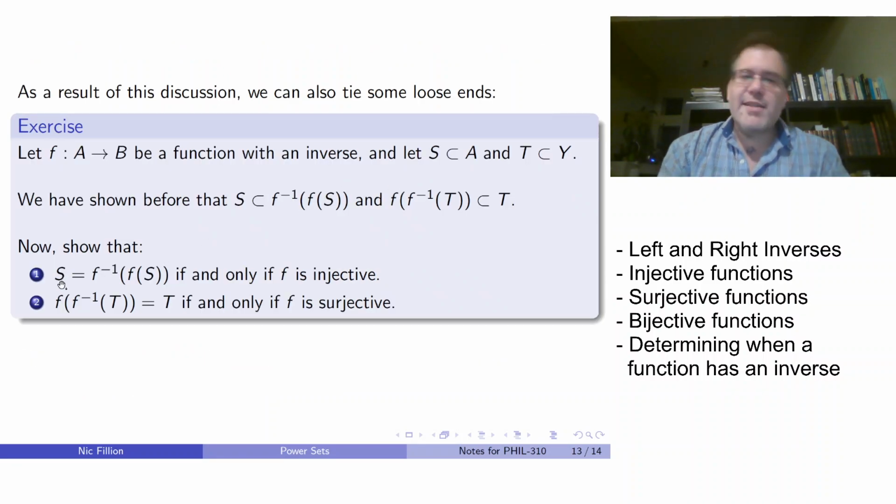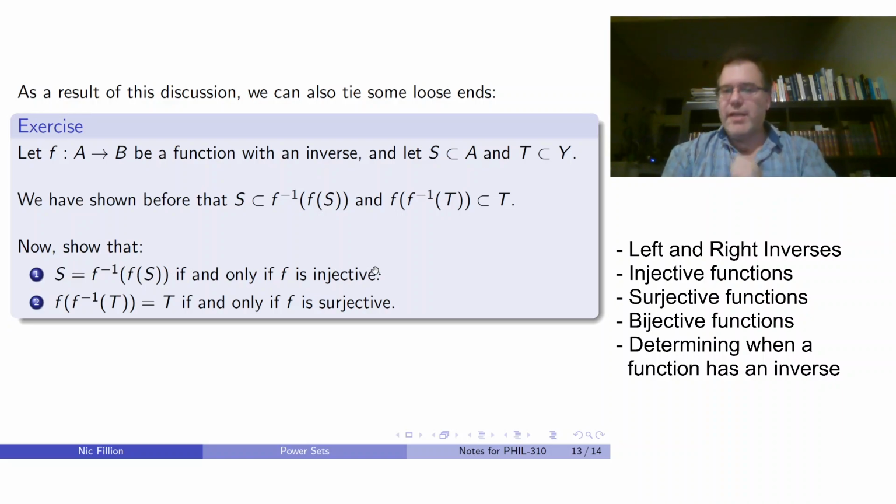Now, we're going to say that S equals the preimage of the image of S if and only if f is injective. Maybe you don't want to make the full proof, but just play with it with some graphical representation. And furthermore, the image of the preimage of T equals T precisely when f is surjective. Okay, and that again is very closely related to this idea of the inverse relation being automatically a function.